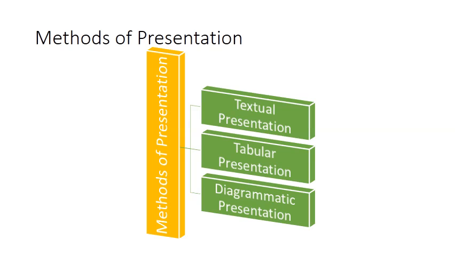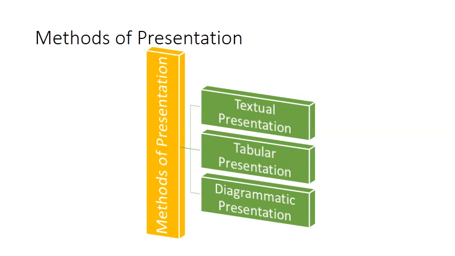I can present this in tabular form, I can present this in diagrammatic form, I can present this in textual form as well. Now how can I present this information in textual form? I will write there are 5 sections in class 11, and the number of students in different sections are: 11th A there are 41 students, 11th B there are 25 students, 11th C there are 18 students, 11th D there are 35 students, and 11th E there are 42 students. So this is how I can represent this textually.